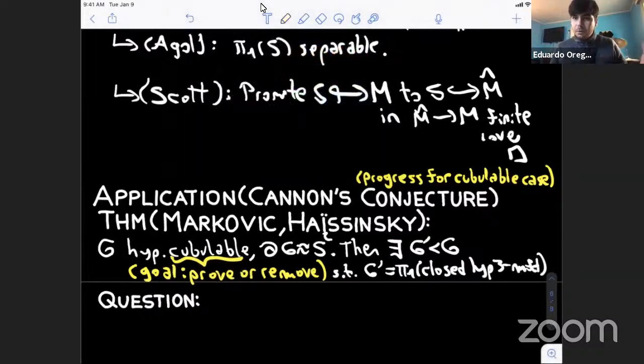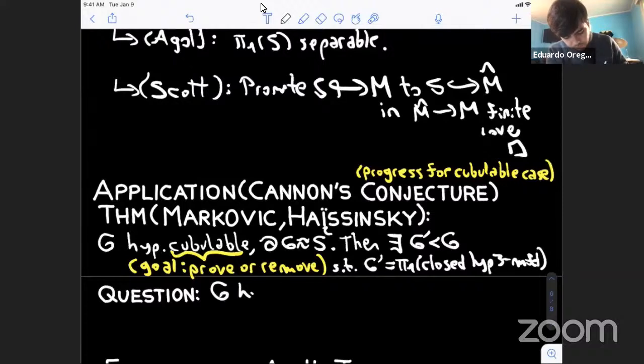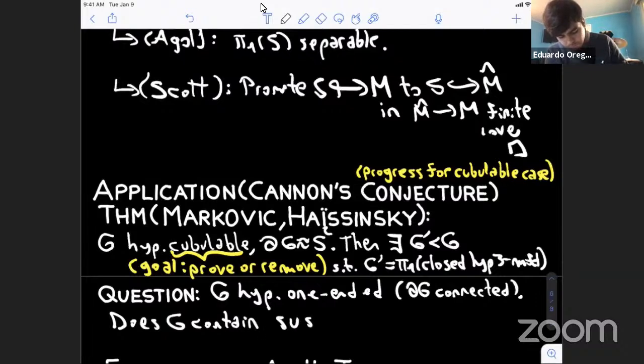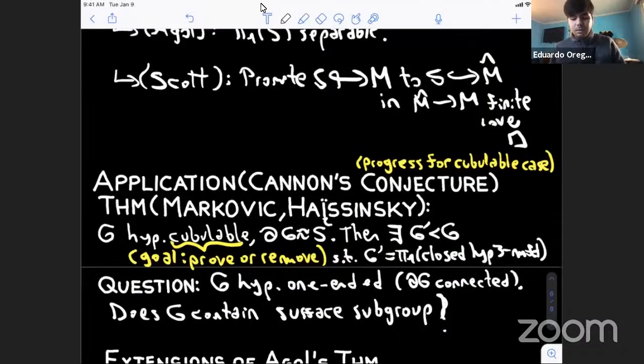In any case, it seems that the algebraic way to put this theorem, cubulated or not, is related to finding nice subgroups. The question here is a question of Gromov: if a group is hyperbolic and one-ended, meaning that the boundary is connected, does it contain a surface group? Not even quasi-convex, just a surface group. Probably no one has any idea beyond this. Even in the cubulated case, there's no idea.